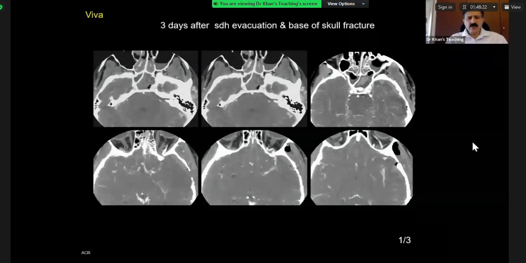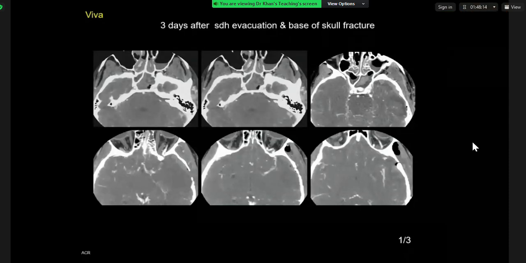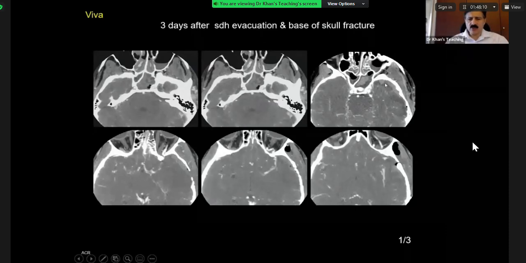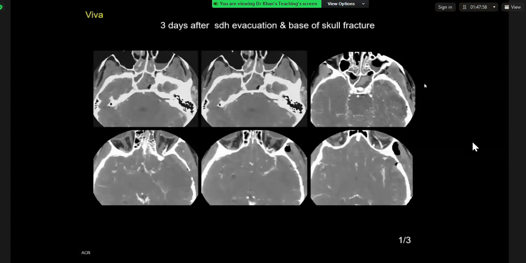This patient is post-trauma. The patient is 3 days after subdural evacuation on base of skull fractures. So I am not at all interested in, you can see a bit of residual hematomas, and on bone window there will be some fractures also. I'm not interested here. Okay. This is a CTA study. Over to you.